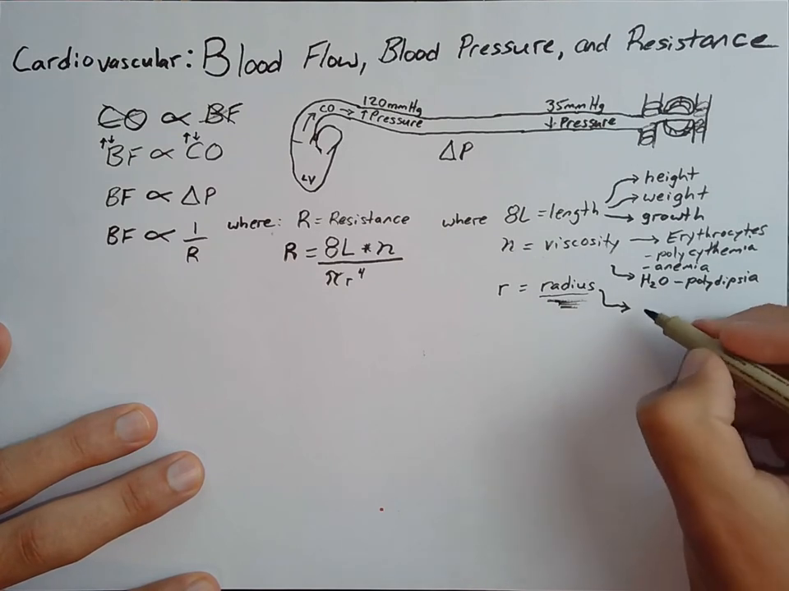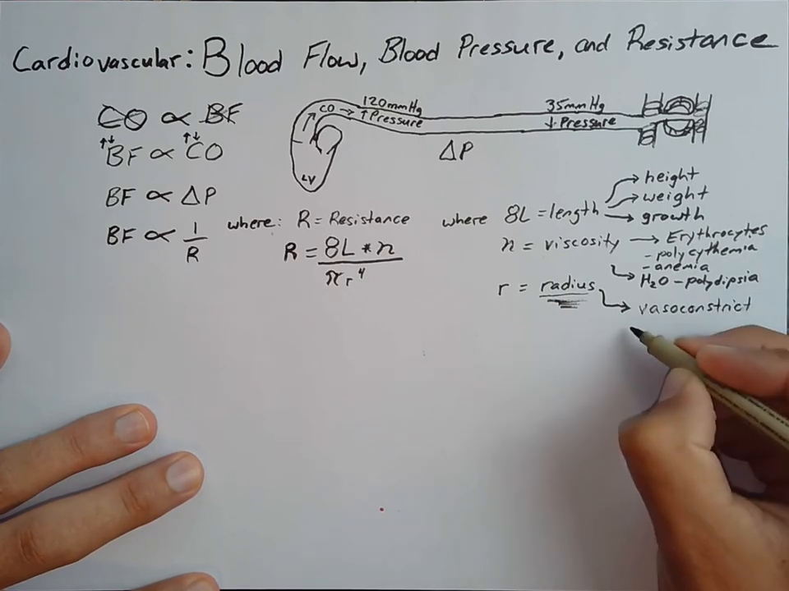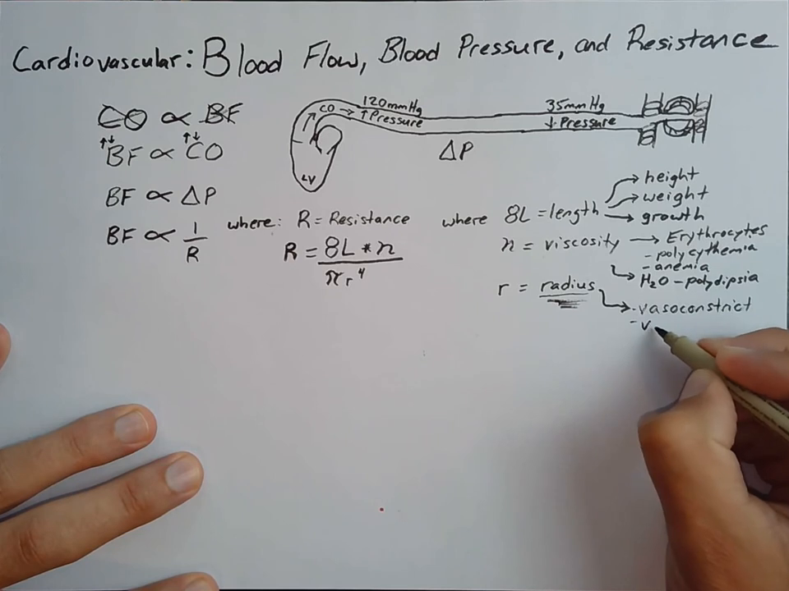Because in a normal healthy person, we could either vasoconstrict or we can vasodilate.